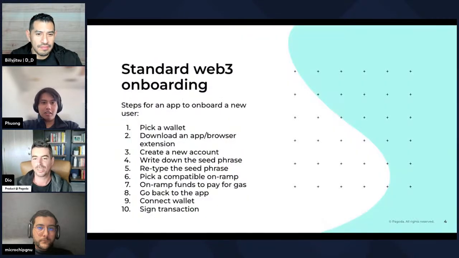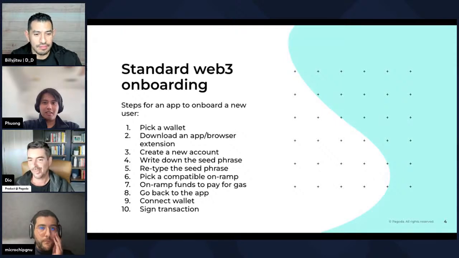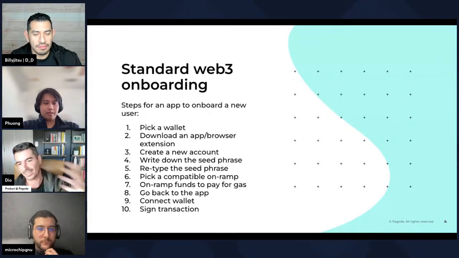But basically, any new user that goes to an app that is fully decentralized has at least 10 steps to be able to get started. So yeah, they have to pick a wallet, understand what the wallet is, download an app or a browser extension, create an account, then seed phrase, then repeat back the seed phrase, on-ramp funds, because for them to submit anything on-chain, they need to pay for gas, which is also something that users don't fully understand if they're beginners. And then go back, connect, and sign a transaction that they probably don't even understand what it does. So that creates a lot of friction in onboarding.